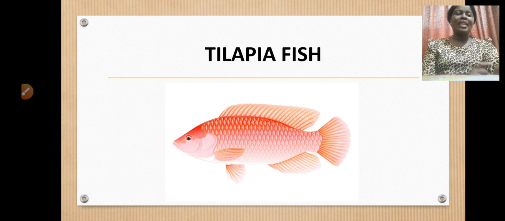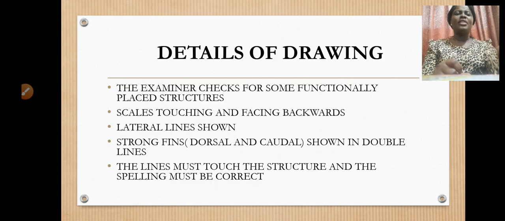Now, this is a tilapia fish and we are viewing the lateral view. Now, the details of drawing. The examiner checks for some functionally placed structures. Scales touching and facing backwards. Lateral lines must be shown. Strong fins, the dorsal and caudal, shown in double lines. The lines must touch the structure and the spelling must be correct.